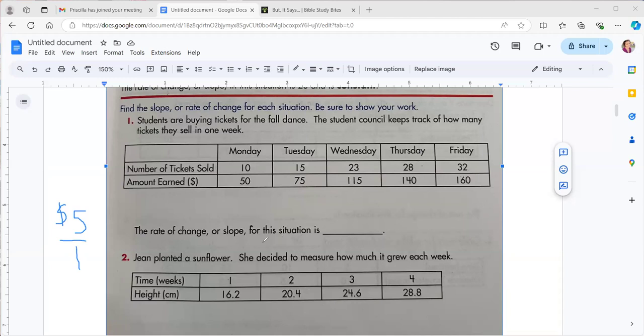So what is the slope in this situation? Now you need to look at that rate of change because they only tell us values for 10, 15, 23.